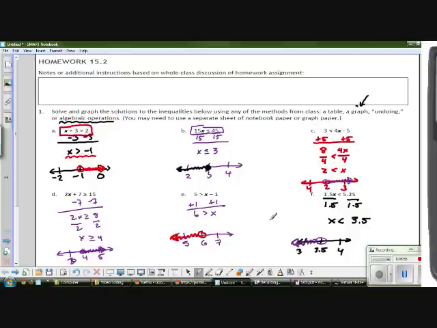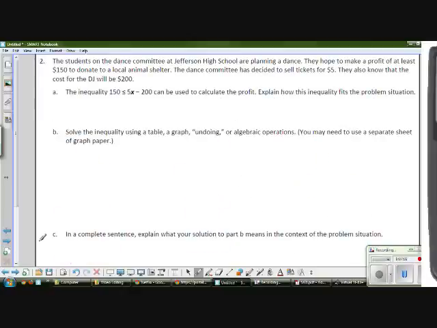Let's take a look at number 2. So now let's put these inequalities into action. Okay, so students on the dance committee at Jefferson High School are planning a dance. They hope to make a profit of at least $150 to donate to a local animal shelter. The dance committee has decided to sell tickets for $5. They also know that the cost of the DJ will be $200. So the inequality, 150 is less than or equal to 5x minus 200, can be used to calculate the profit. Explain how this inequality fits the problem situation.